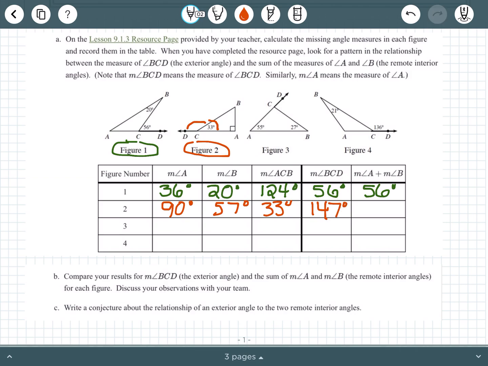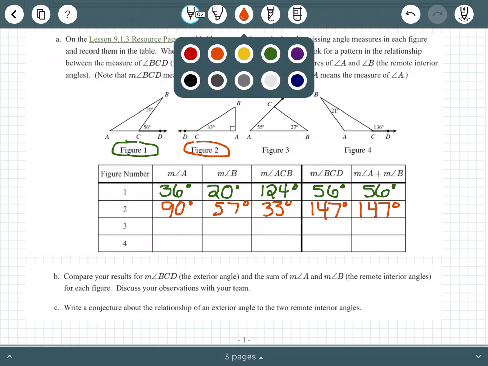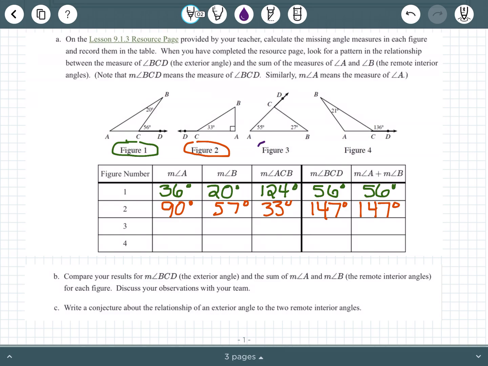And finally, they ask for the measurement of angle A and B when we add them together. We already have those, and when we add them, it should be 147 degrees. All right, let's go ahead and take a look at figure 3.